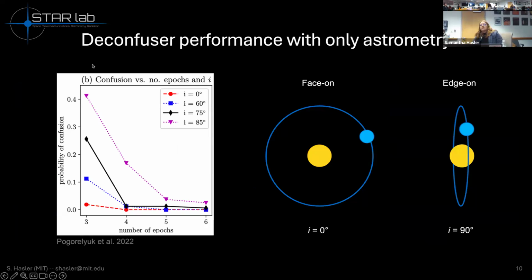What I'm showing you here is the current performance of the deconfuser with only astrometry. So on the plot here, we have the probability of confusion as a function of the number of times you've observed the system, and then also as a function of the system inclination. So you can see that for low system inclination, for something that's face on, you have a relatively low probability of confusion. And then as you start to increase that system inclination, your probability of confusion grows. And when you get to something that's nearly edge on, you have a probability of confusion greater than 40%. So this is the scenario where we can start to bring in something like photometric information.